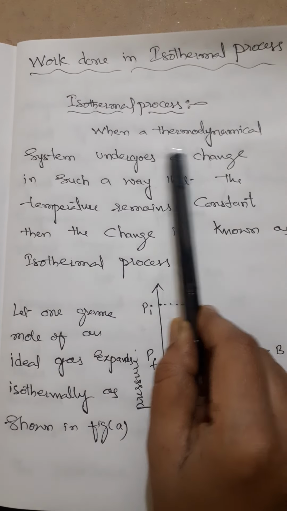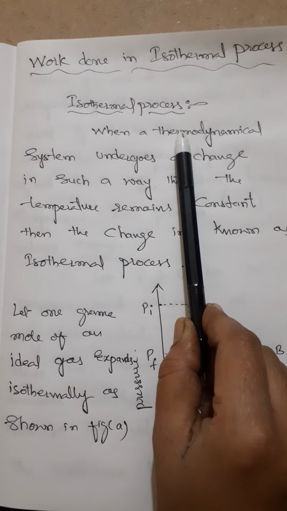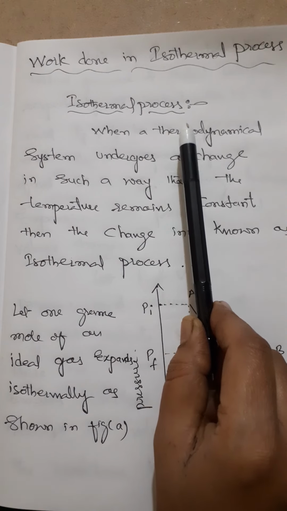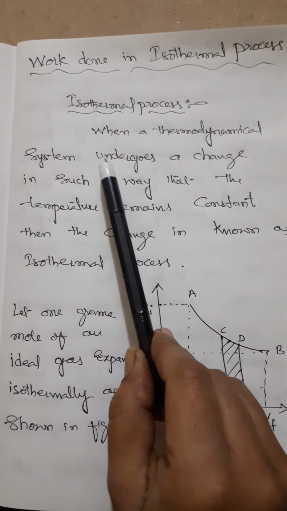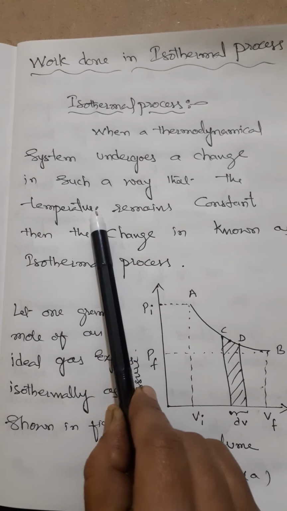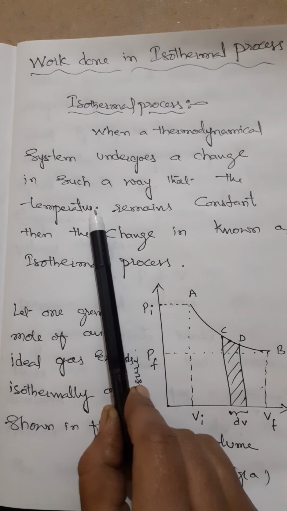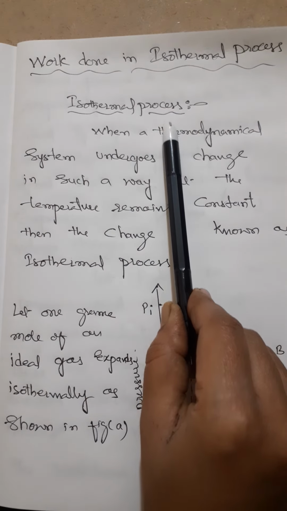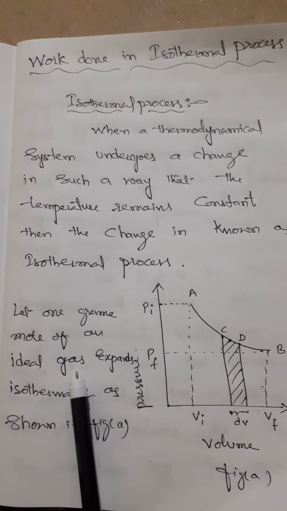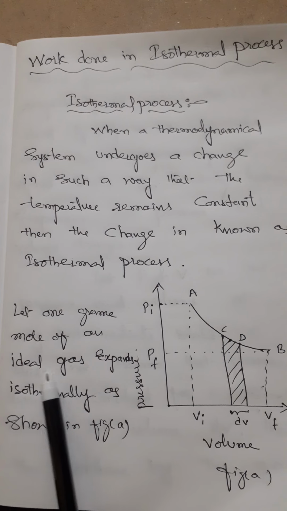So first of all, what is a thermodynamical system? A thermodynamical system is a system which consists of temperature, pressure, volume and entropy. Whenever such a system undergoes change in such a manner that the temperature remains constant, whatever changes occur is known as the isothermal process. For that purpose, first of all we have to take 1 gram mole of an ideal gas. Ideal gas means which obeys the gas laws, that is Charles law or Boyle's law. So that is known as the ideal gas.